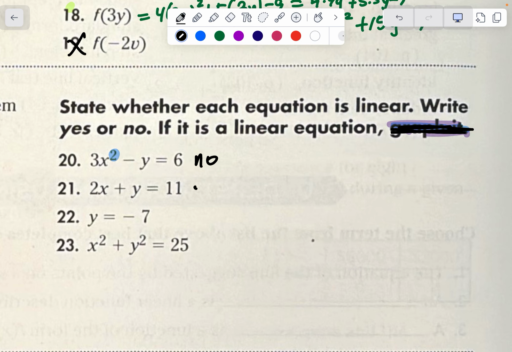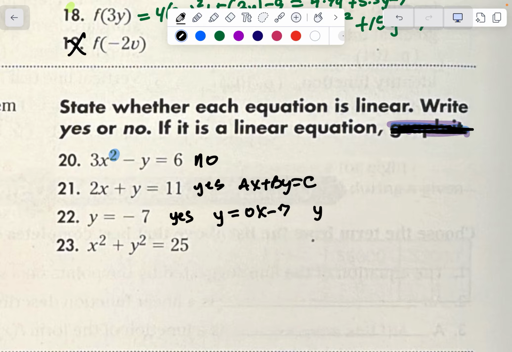21, yes. Think about that as standard form, ax plus by equals c. So that's a yes. 22 is a yes. It doesn't look like a yes, but we could write it as y equals 0x minus 7. So isn't that in slope-intercept form? So there are two main forms of linear functions. Ax plus by equals c. Y equals mx plus b. Those are the main types. There are graphs that are linear that are not in that type, but they're just vertical lines. X equals a number. Those aren't functions.